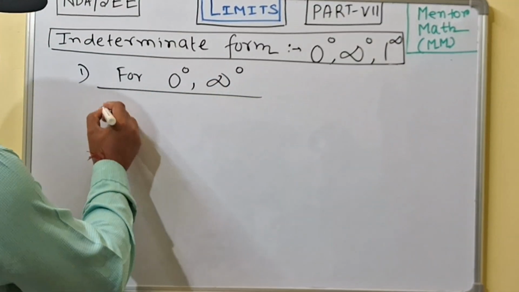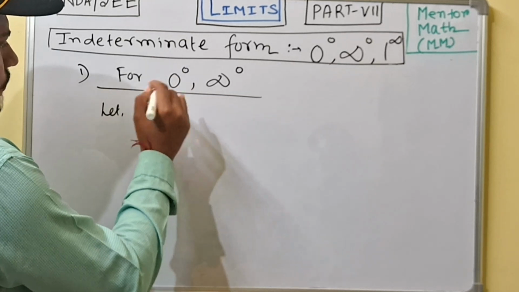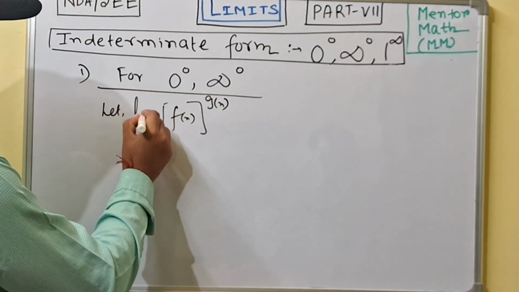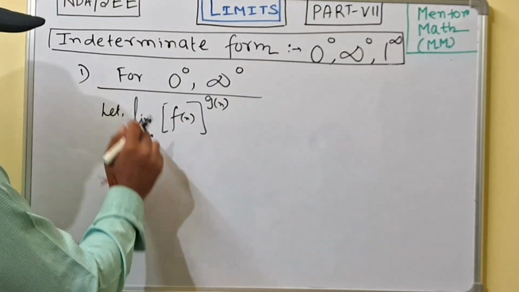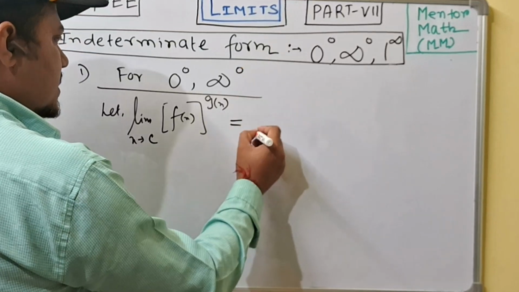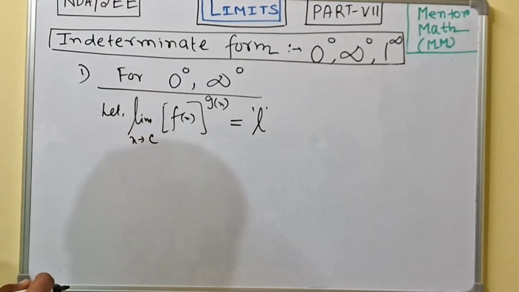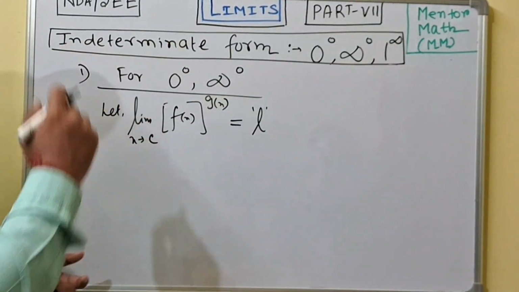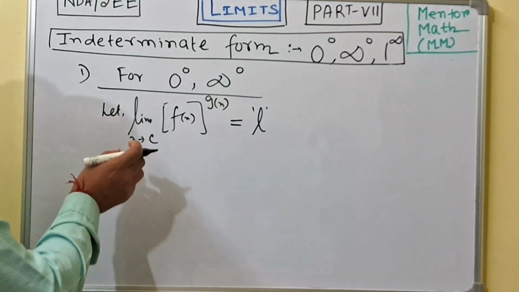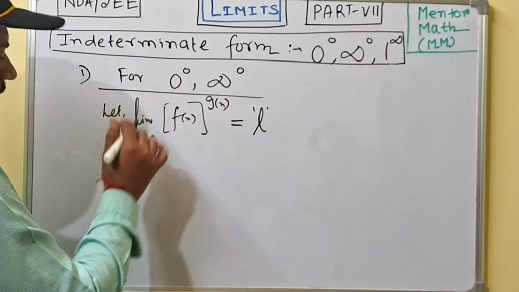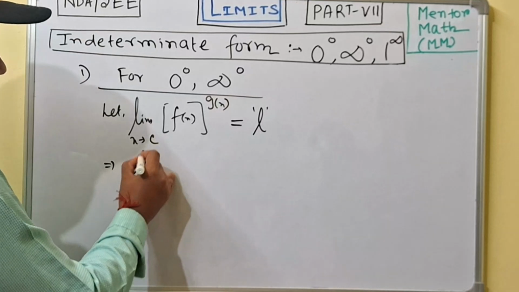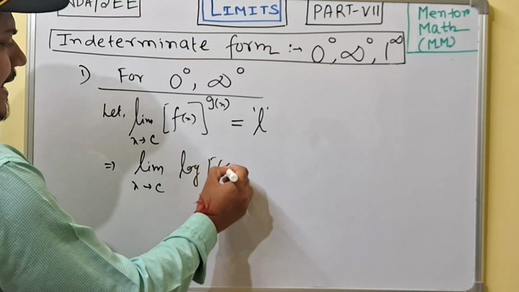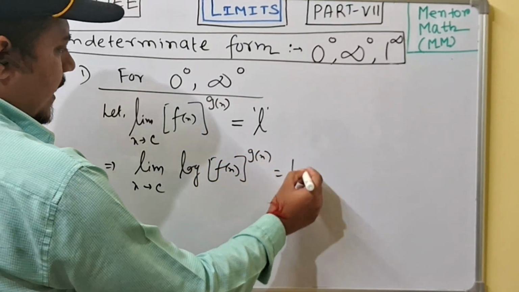First I take, let the form is fx to the power gx, and limit x tends to some quantity c, let us take x tends to c, and that limiting value let us take small l. Okay, and the form is 0 to the power 0 or infinity to the power 0. So that time if I take limit x tends to c fx to the power gx equal to l, that time you have to take both sides logarithm. So if you take both side logarithm, you can write ln both side, log l, taking log.